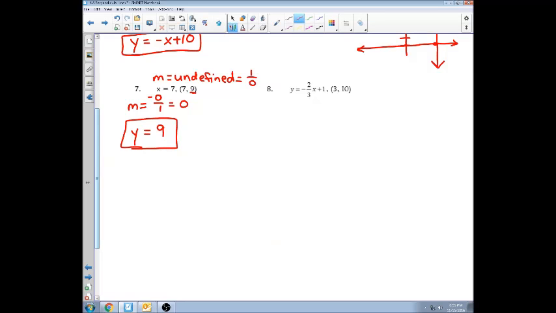Again, my x equals is a vertical line. My y equals is a horizontal line. So when those two cross, it will be perfectly perpendicular. On to the last problem.